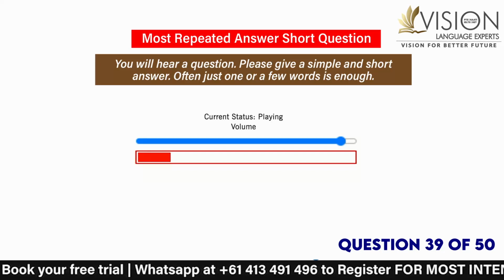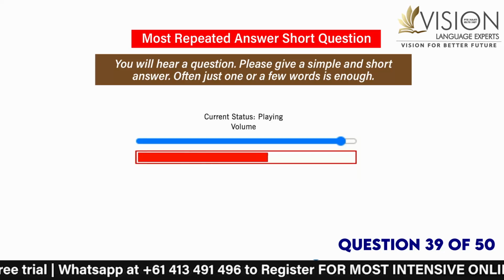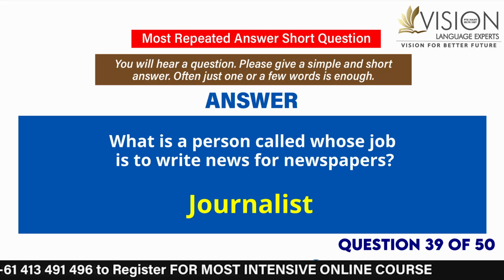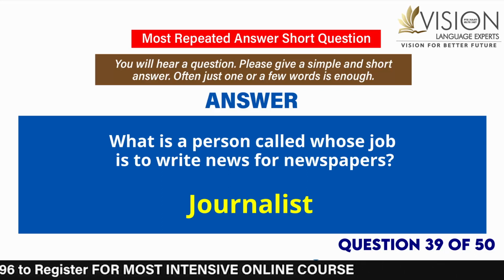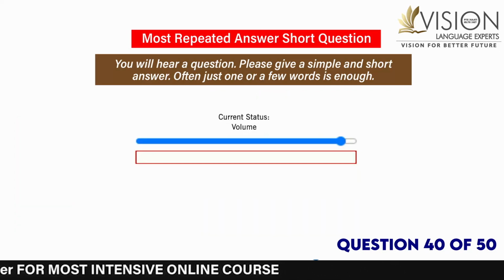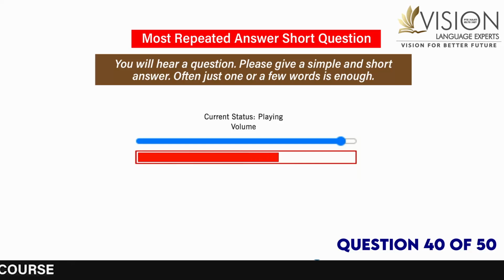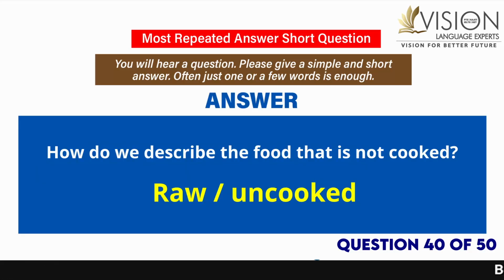What is a person called whose job is to write news for newspapers? Journalist. How do we describe the food that is not cooked? Raw, uncooked.